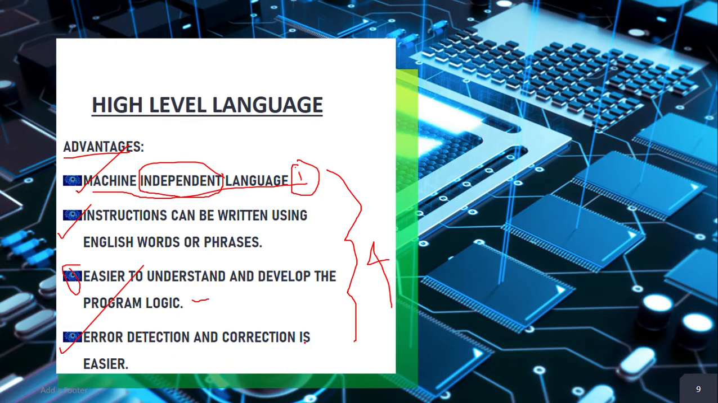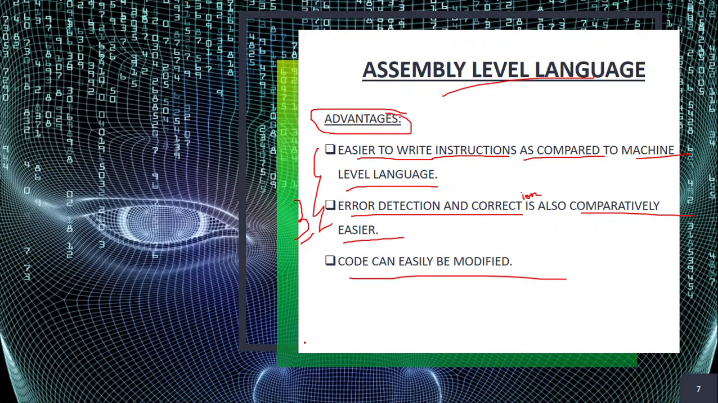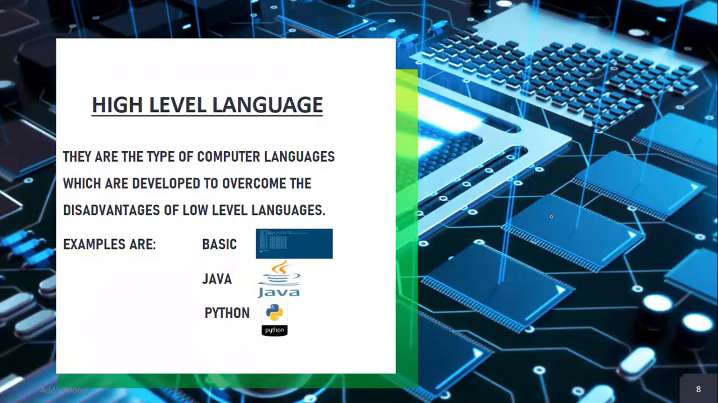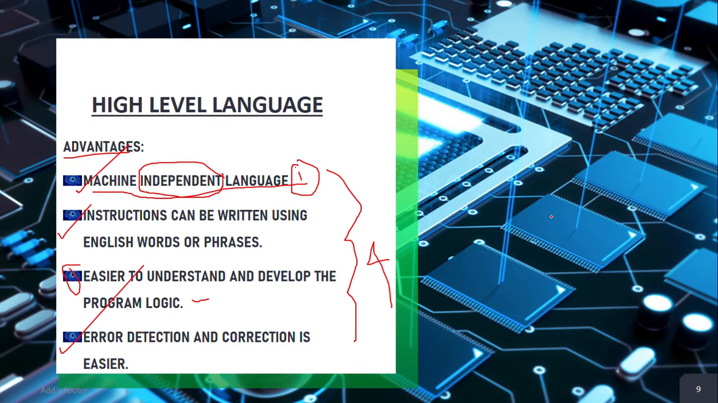You will think that okay, here also error detection and correction is easier, but they are saying comparatively easier. So more than this assembly level language, error detection and correction is easier in this high level language. And they are easier to understand and develop the program logic. They just need a translator, and they use English words and phrases, like for integer we can write int. You study about this program later in this chapter.